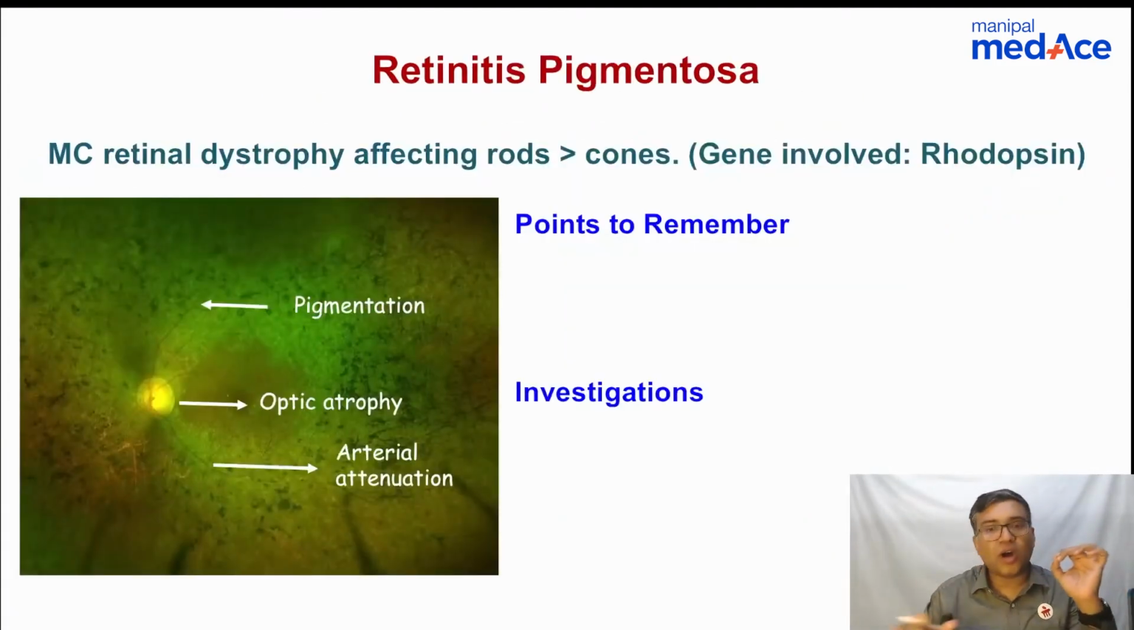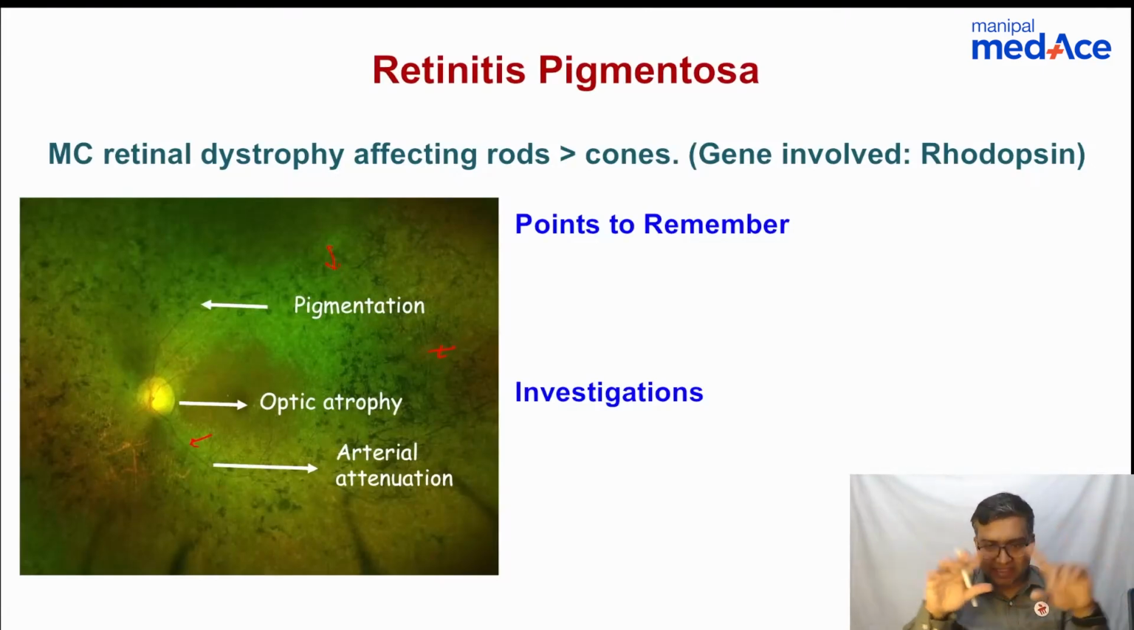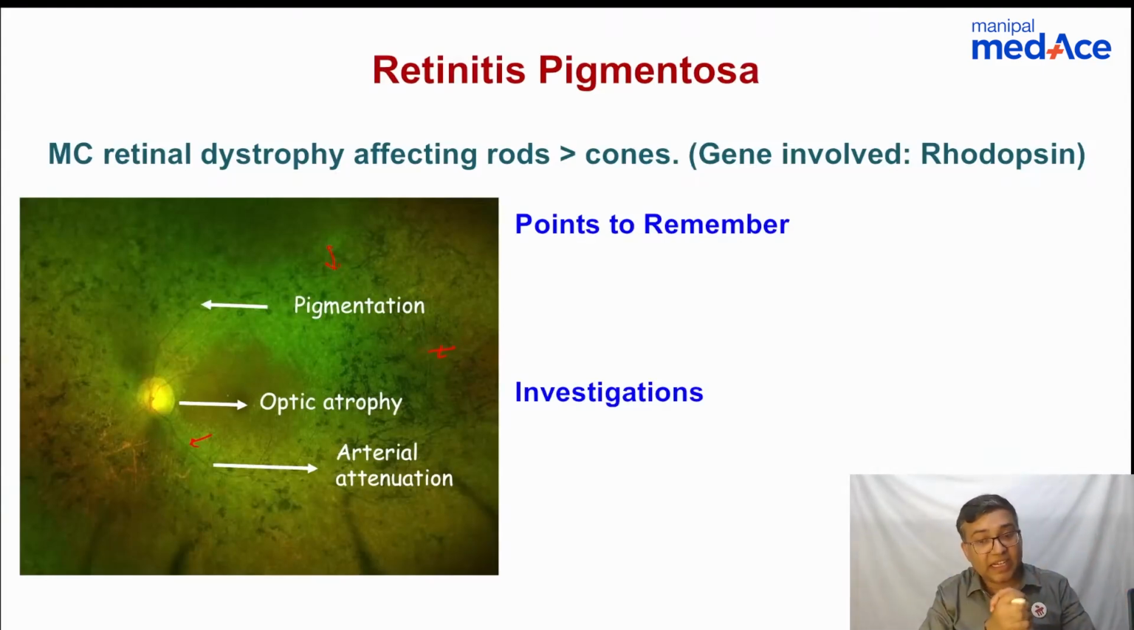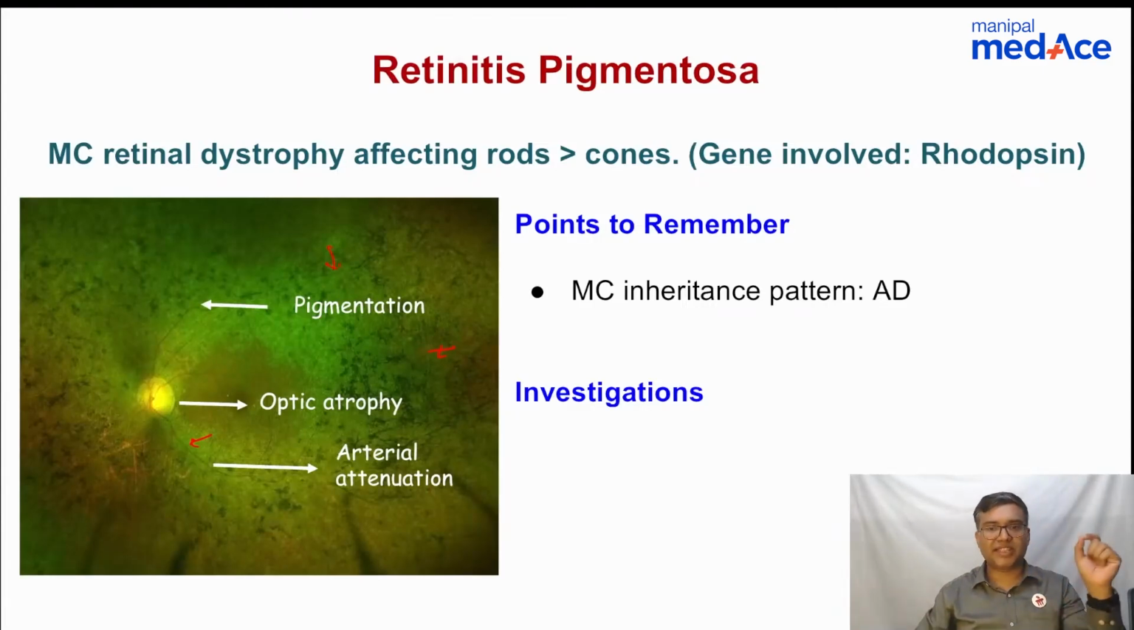Okay, so after this we move to our next image, where you can see pigmentation around the retina. There is bony spicule pigmentation, there are attenuated arteries, and there is optic atrophy. If you see this triad, this shows the patient is having retinitis pigmentosa, which is the most common retinal dystrophy. Remember, retinitis pigmentosa can affect both types of photoreceptors. First it affects your rods, and then your cones are affected, and the gene involved is the rhodopsin gene. Two most important points where you get confused for retinitis pigmentosa: first, the most common inheritance pattern is autosomal dominant, and sometimes they ask what the first symptom of the patient is. The first symptom is night blindness.